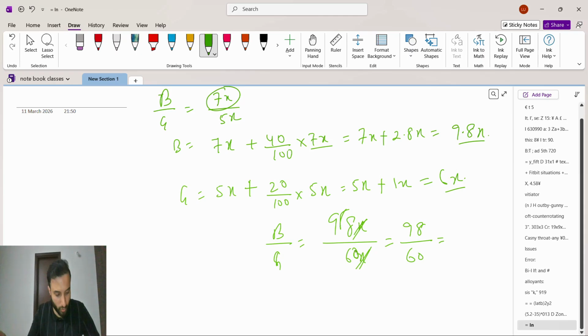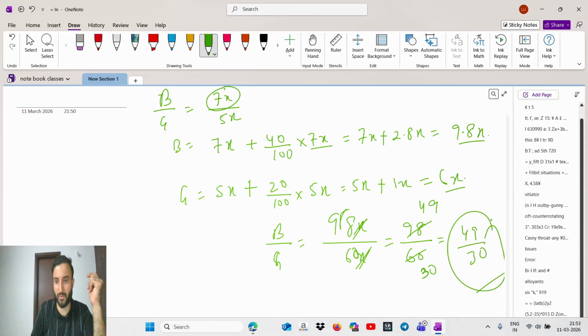You know this basic math, right? 98 by 60. We'll divide by 2 only. 98 divided by 2 is 49, and 60 divided by 2 is 30. So 49 by 30. The answer is that only, guys, 49 by 30. I hope you understand this concept. This type of question they will ask in the examination.